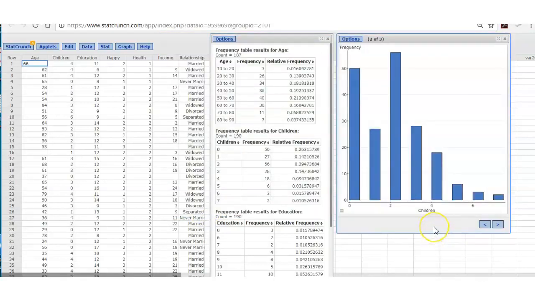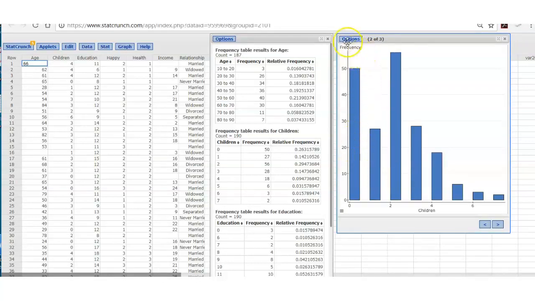Now let's look at the histogram for the children variable. Now this looks like a bar plot. We have all these gaps between the bars. This is just a weird thing that StatCrunch did with this one. If we look at the classes for these, it actually made the class widths 0.5. That doesn't make any sense because that would be saying that we had a half of a child.